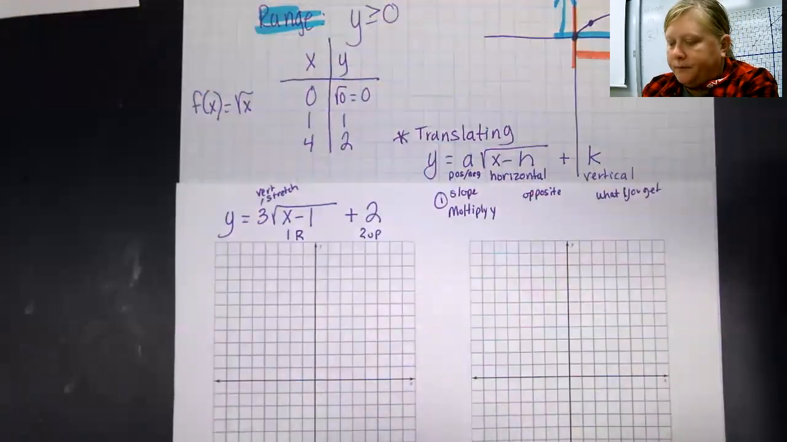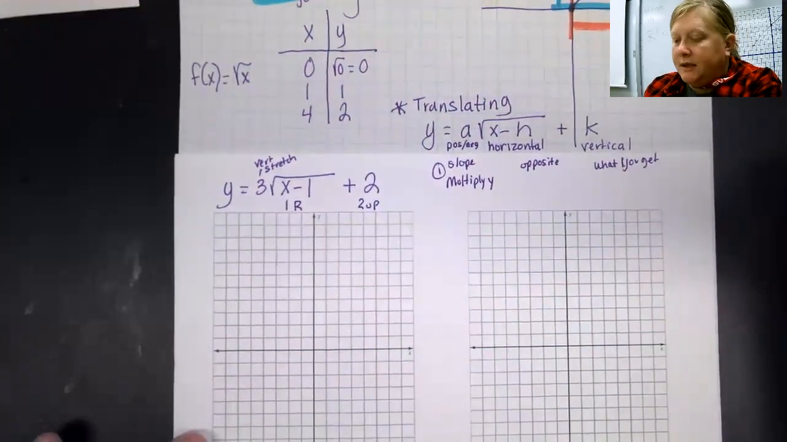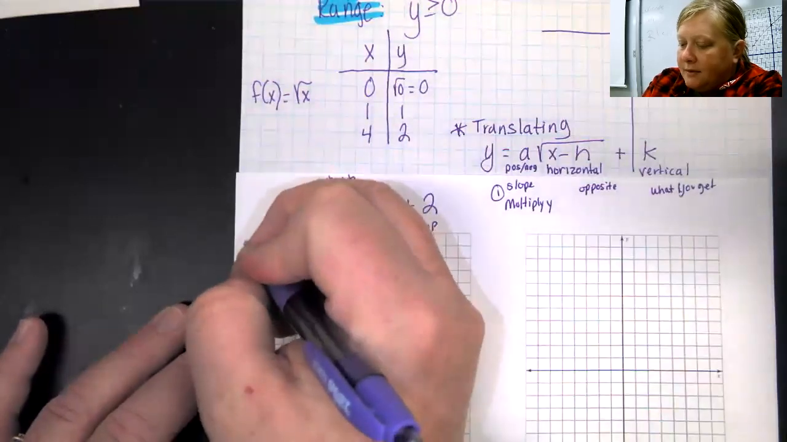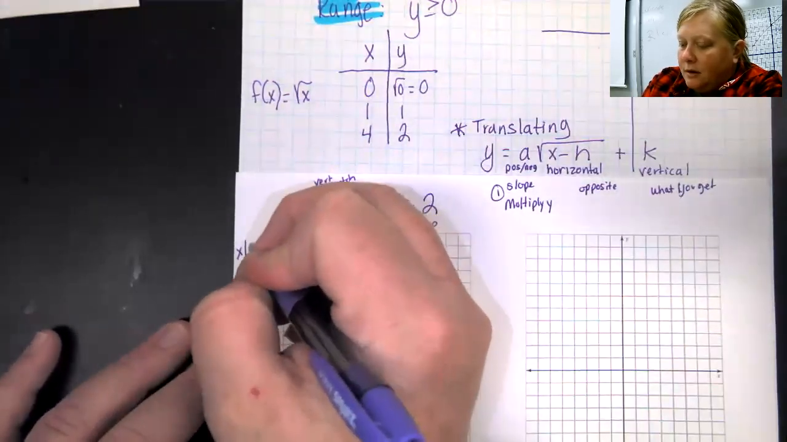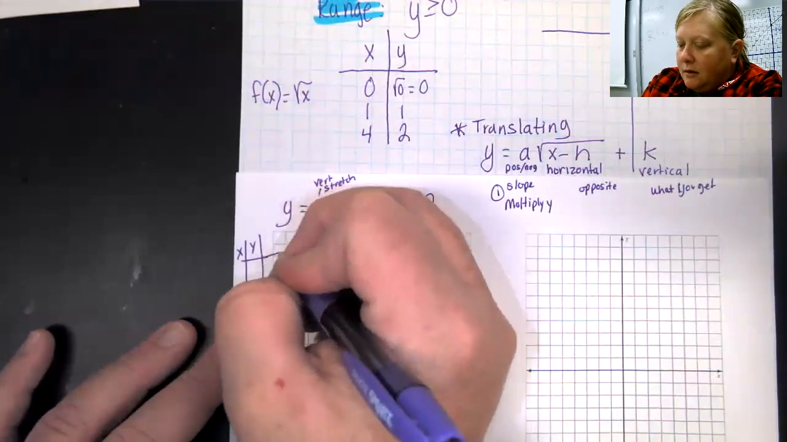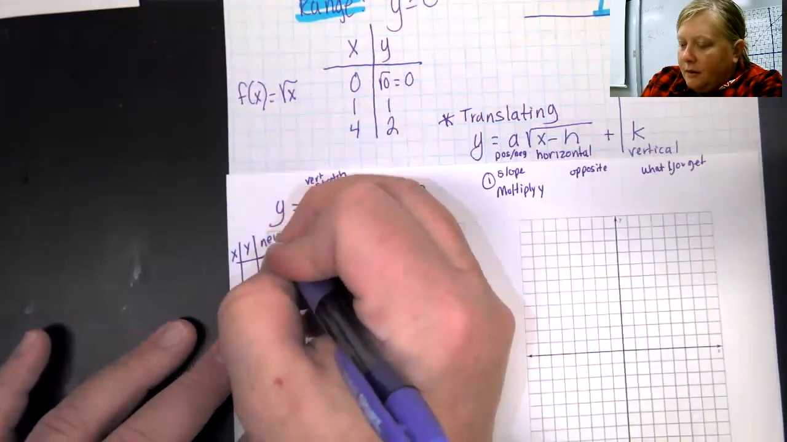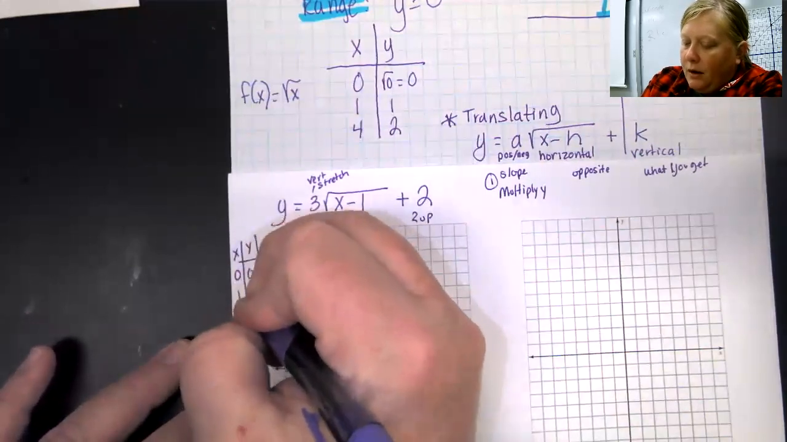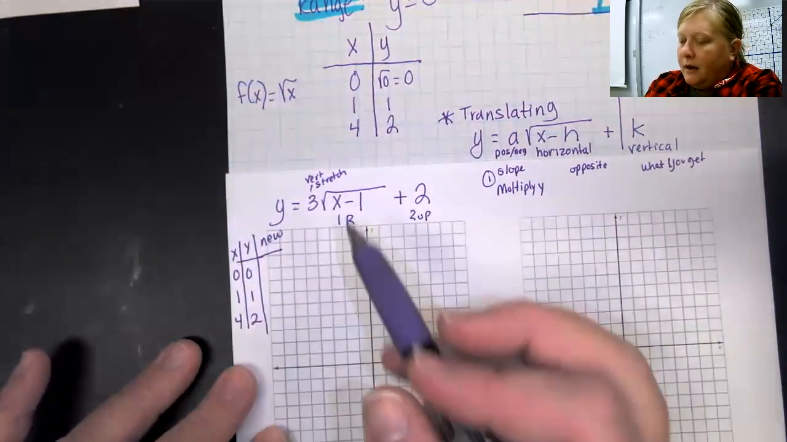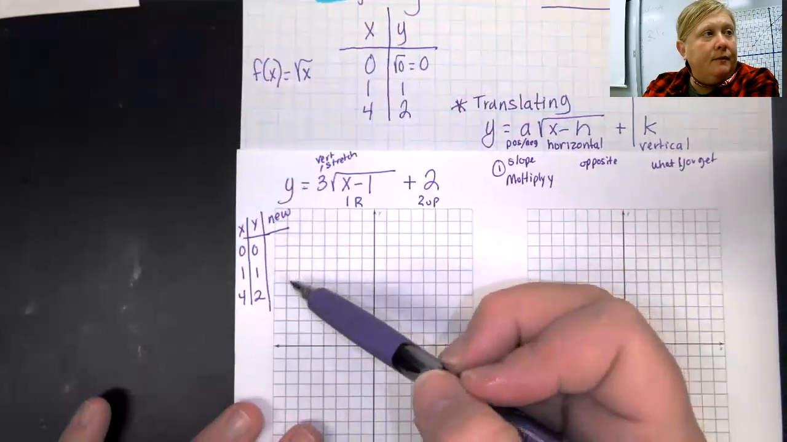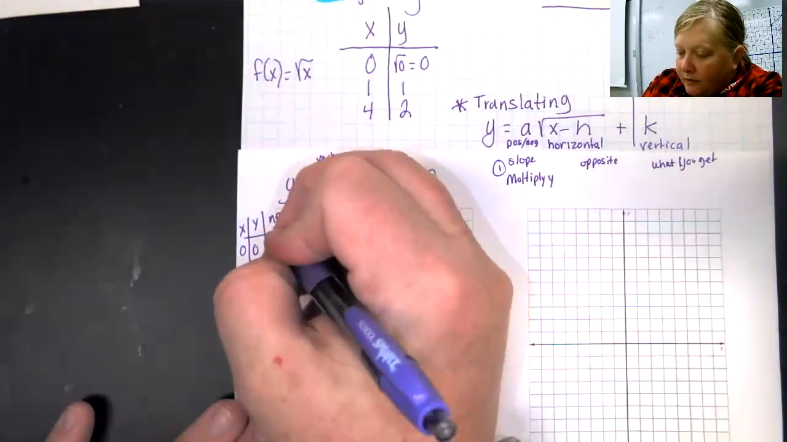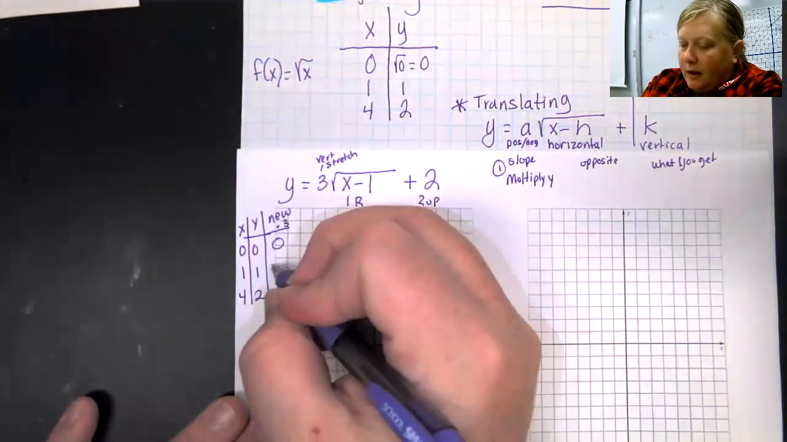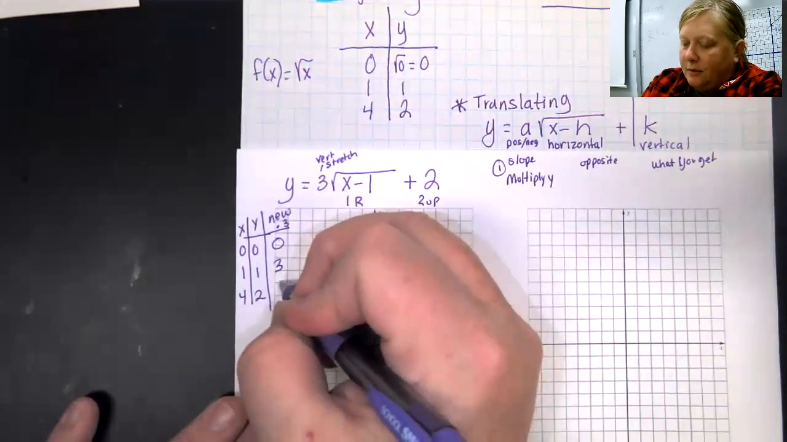Okay? So you can do this a variety of ways. This is what I like to do. I like to go back and use 0, 0, 1, 1, 4, and 2. That was with my parent function, right? And now I want to take all of my Y values and multiply by 3. So this would still be 0. This would be 3, and 3 times 2 is 6.